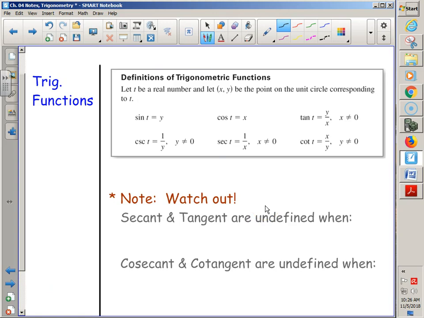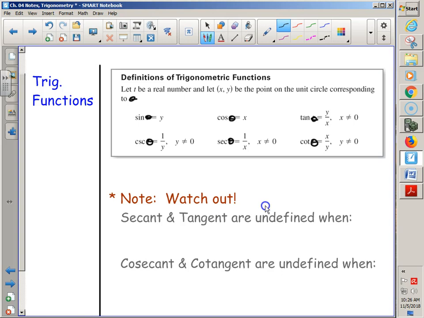To make life a little bit easier, if you guys want, you don't have to use t. You could use thetas. We've been using thetas for angles. I don't mind that. You could do sine of theta, cosine of theta, secant of theta, cosecant of theta.